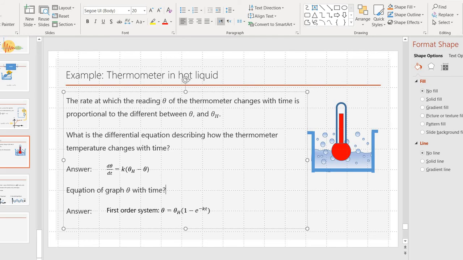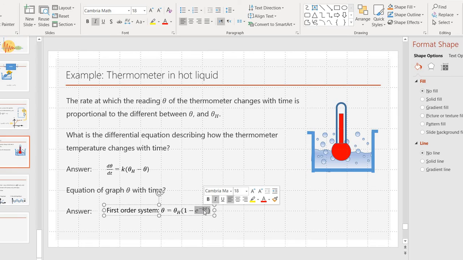Another question: the equation of the graph of theta with time. I'm not drawing it, but it will be very similar to what we are seeing from the RC circuit. But we are reaching the point to know that all first order systems can follow a generic form. In this case, theta is equal to theta h times (1 minus e to the power of minus kt). So we have that constant k here again.